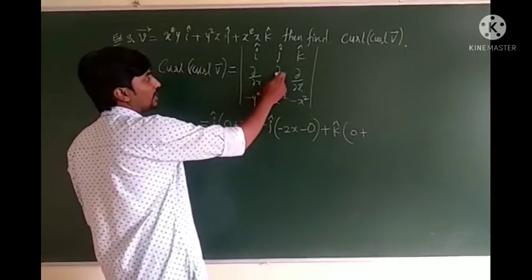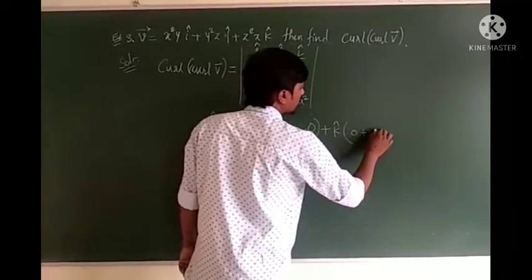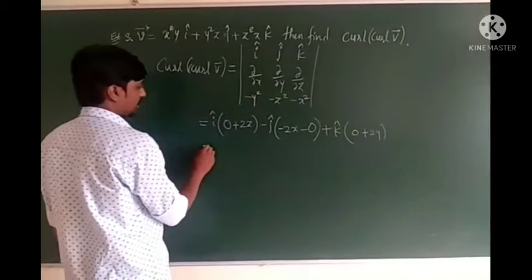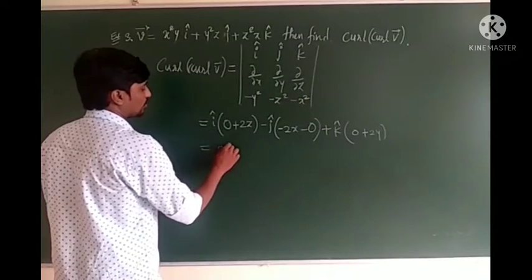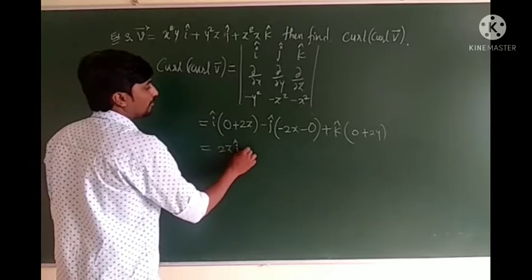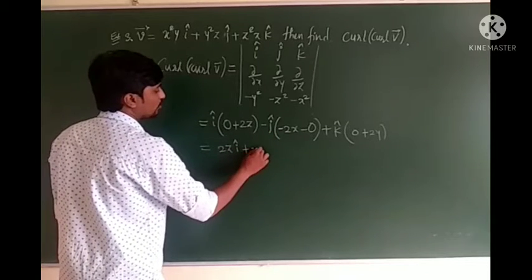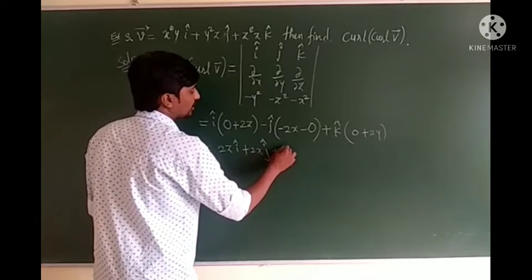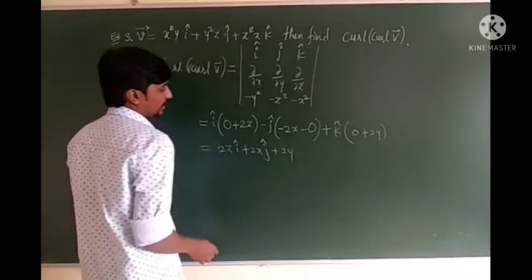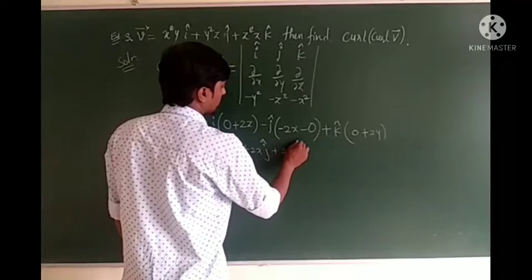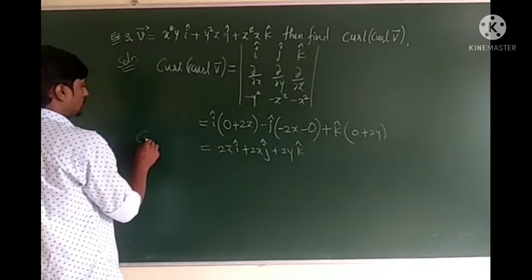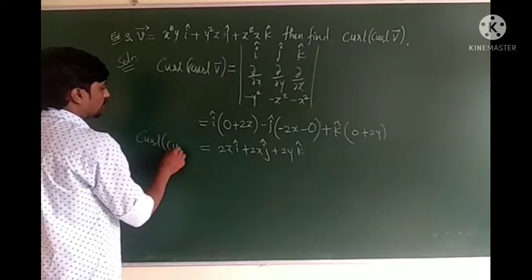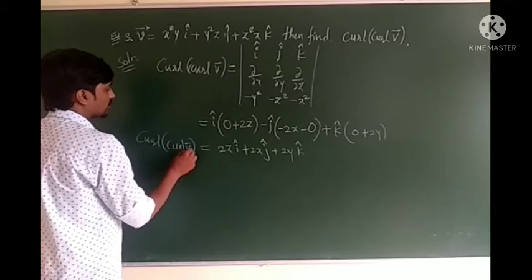So the differentiation of y square with respect to y is 2y. After that simplification we get 2z into i cap, minus into minus is plus 2x into j cap, and plus 2y into k cap. So this is the value of the curl of the vector v here.